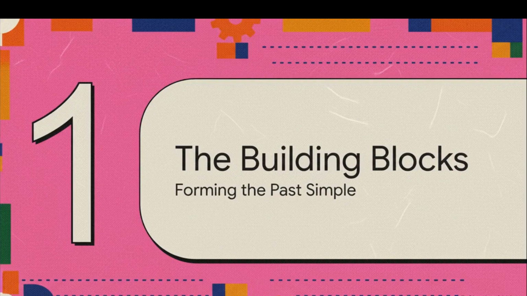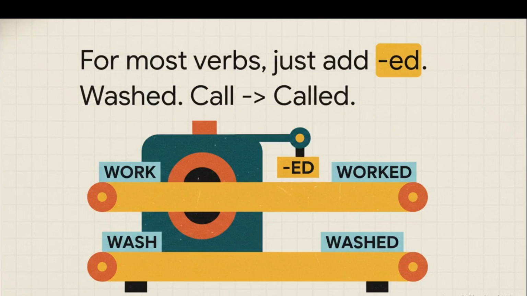Okay, so we know what it is. Now for the fun part. How do we actually build it? How do we form these sentences? The good news is, for the most part, it's actually pretty simple. For most of the verbs in English, the ones we call regular verbs, the rule couldn't be easier. You just tack on ed to the end. That's it. So work becomes worked, wash becomes washed, call becomes called. It's a really nice, predictable pattern.